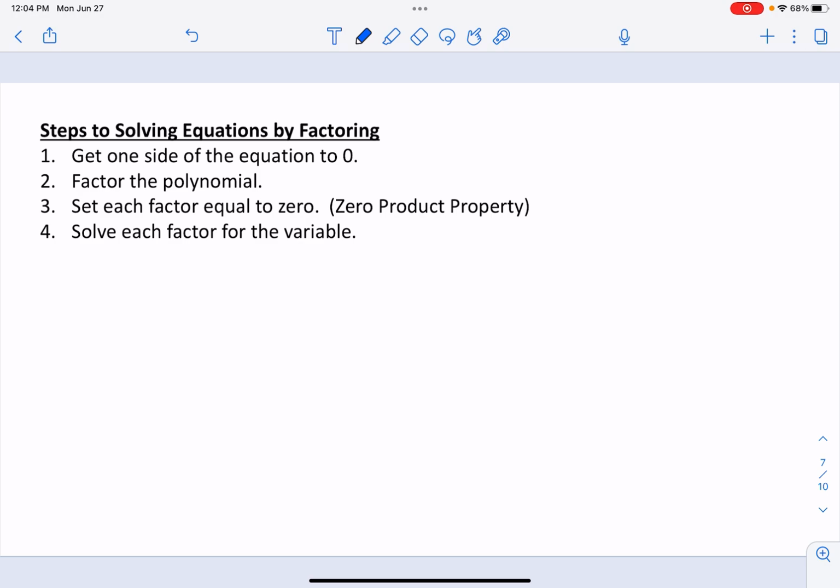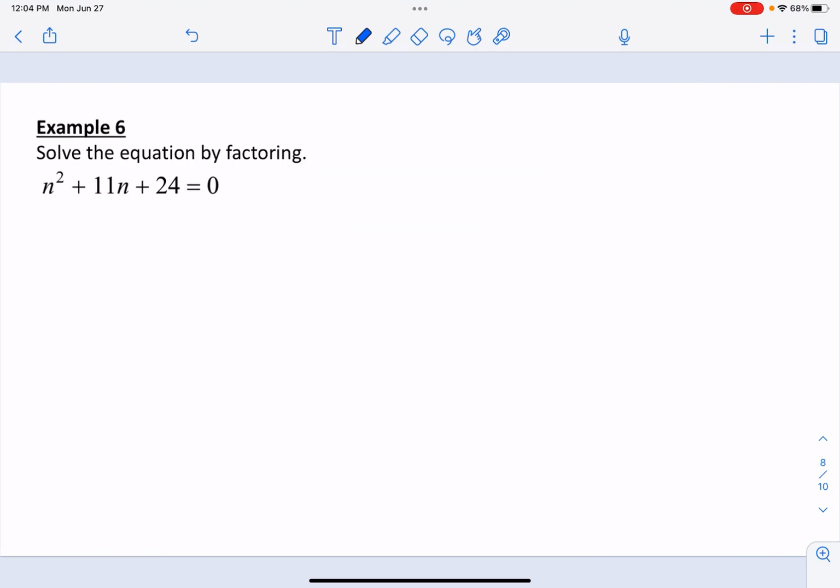Okay, steps to solving equations by factoring. Make sure you have these in your notes. Get one side of the equation to equal 0. Factor the polynomial. Set each factor equal to 0. And then solve each factor for the variable. Again, take a minute to make sure those are in your notes. Okay, get one side to be 0. Luckily, my equation's already set equal to 0. So now I have to factor this. Both of these are positive, so I don't have to worry about negatives.